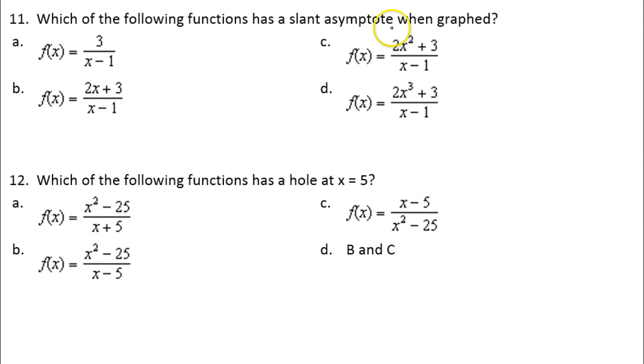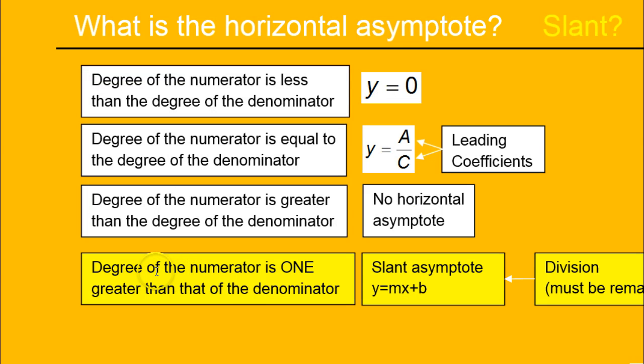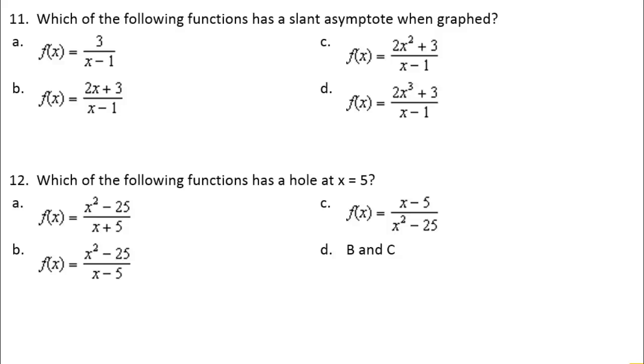All right, which of the following has a slant asymptote when graphed? Well, a slant asymptote happens when the degree of the numerator is 1 greater than the denominator. That's when you're going to have a slant asymptote, as long as you have a remainder. So let's look for the ones where the degree of the numerator is 1 more than the denominator. So let's see. Nope, not this one. All right, the numerator is less. These are the same degree, degree 1, degree 2. Okay, we're looking at the exponents. All right, 1 and 1.